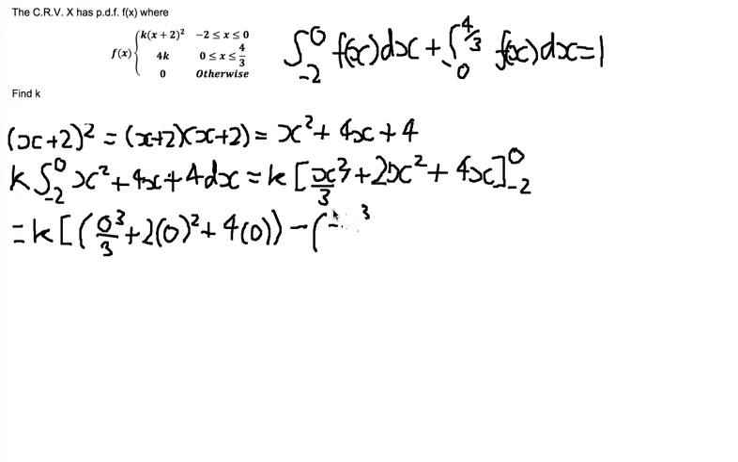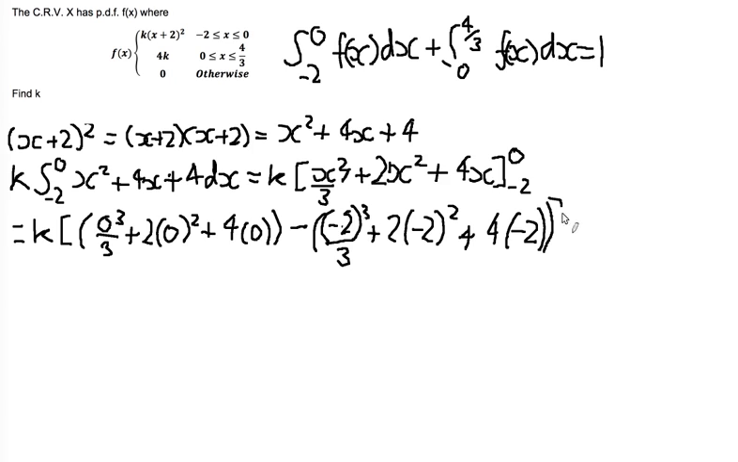So, minus 2 cubed over 3 plus 2 lots of minus 2 squared plus 4 lots of minus 2. Okay, so when I close that up and I put the square bracket around it, I can use my calculator to evaluate this in one go. First bit here, that's going to be equal to 0.